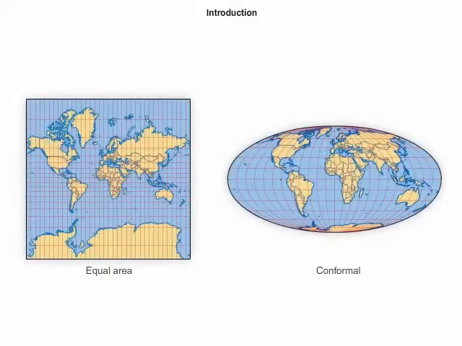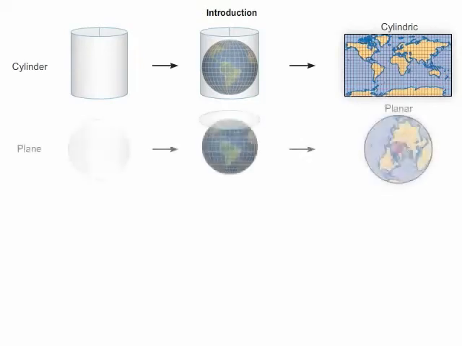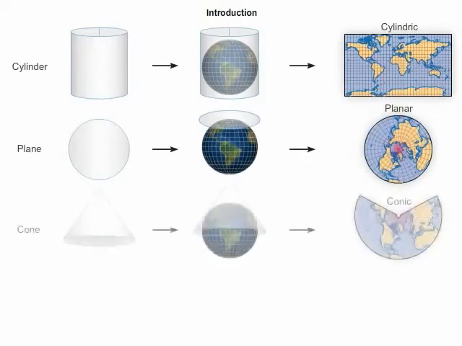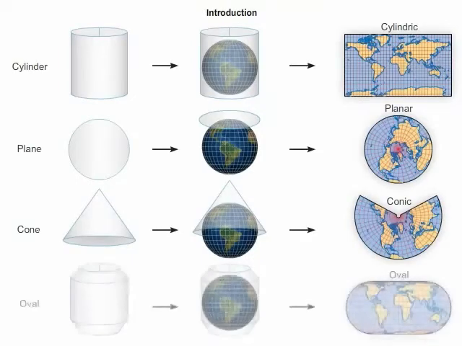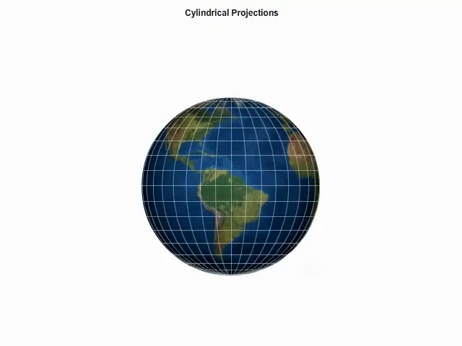Maps with different properties, such as equal area and conformal, may be created using several different classes or families of map projections. These classes are based on the shape of the projection surfaces, such as a cylinder, a plane, a cone, and an oval.